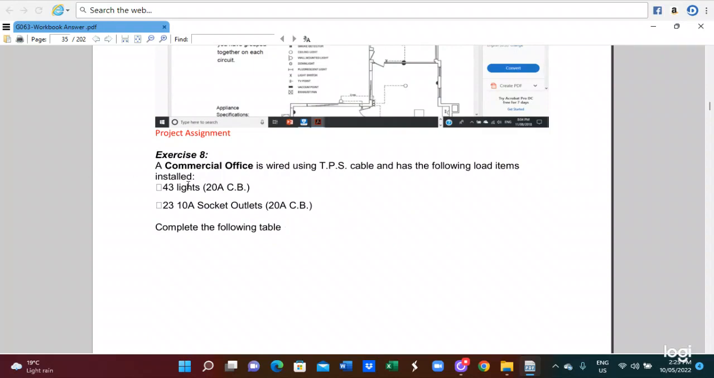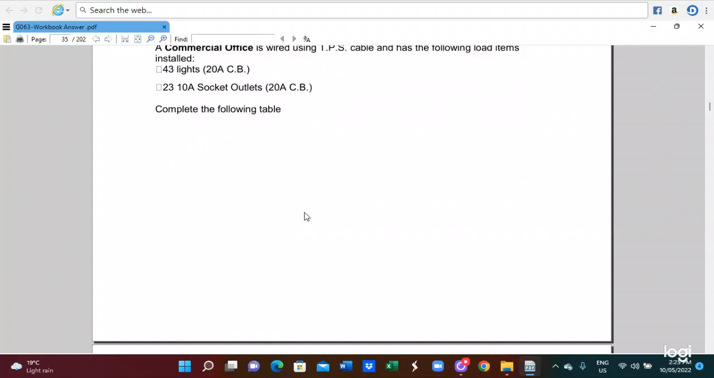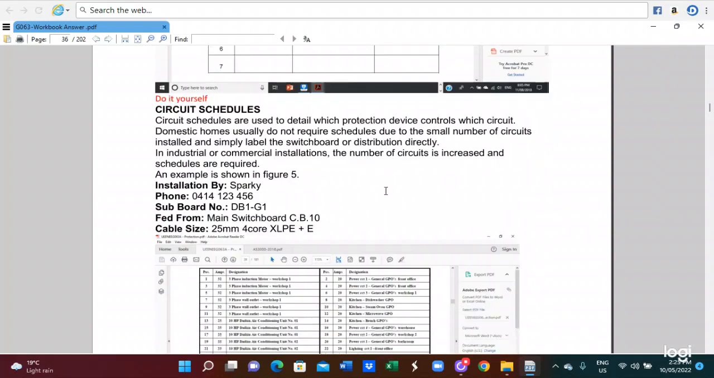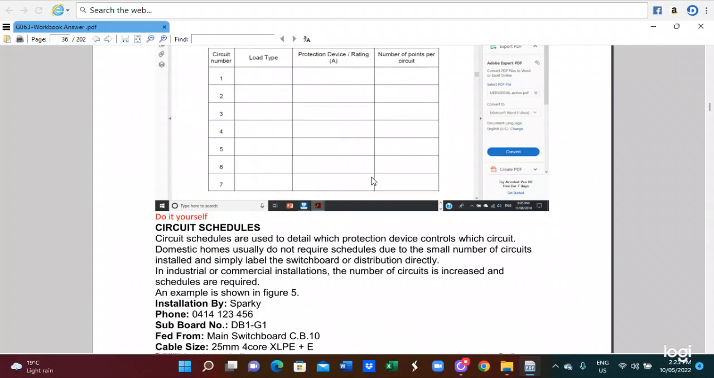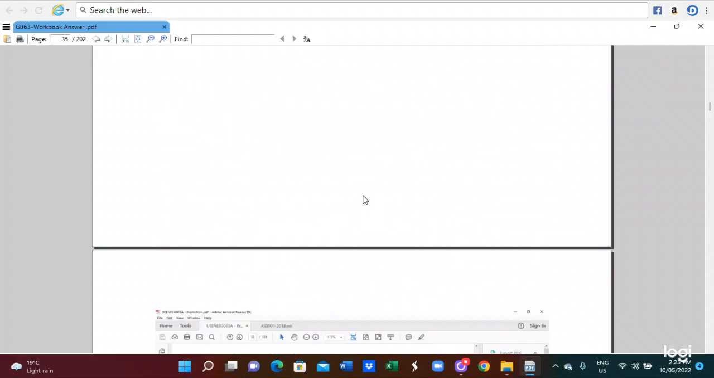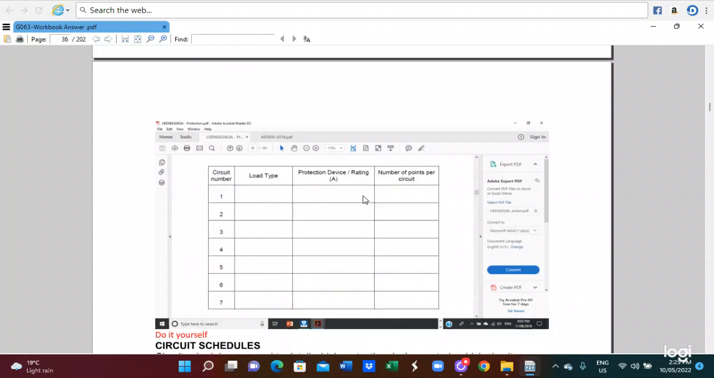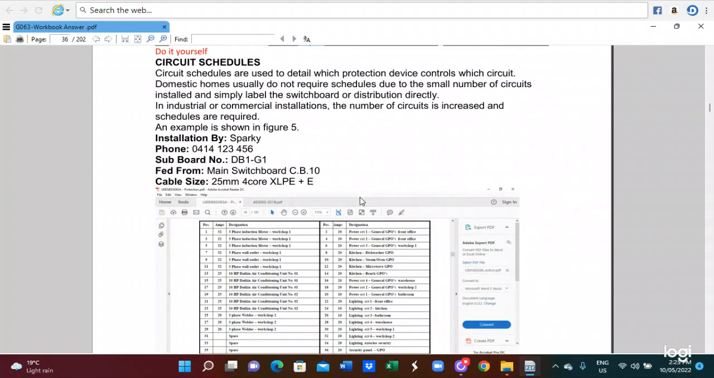So this is 43 lights, 23 number 10-ampere socket outlets. So we have to follow this table. In this case, we have to follow the cable schedule. So you have to follow those schedules, appropriate AS/NZS 3000 standard, and you have to do the exercise. The next one is the circuit cable schedule.